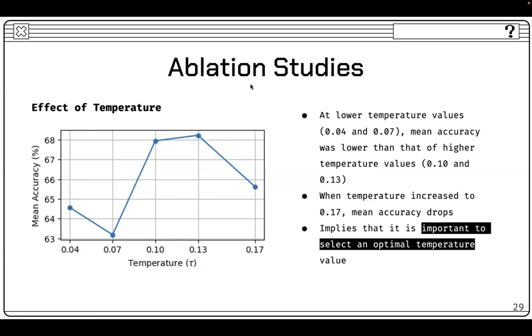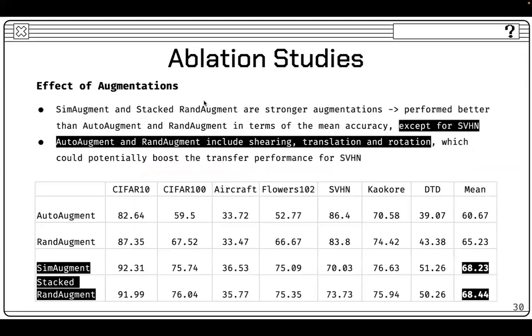Next, I also studied the effect of augmentations. SimAugment and StackRandAugment are stronger augmentations, and they perform better than AutoAugment and RandAugment in terms of mean accuracy, except for the Street View House Numbers dataset. I conjecture that this could be due to the fact that AutoAugment and RandAugment include shearing, translation, and rotation, which could potentially boost the transfer performance for Street View House Numbers.